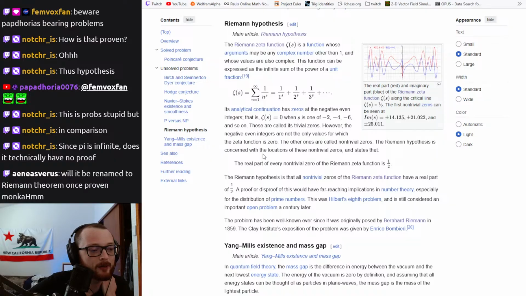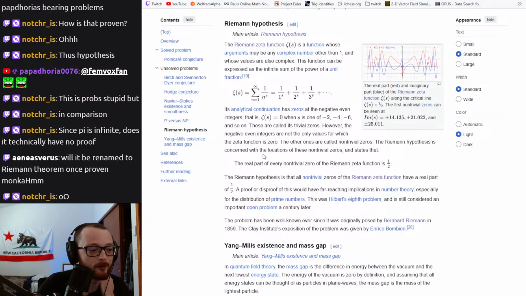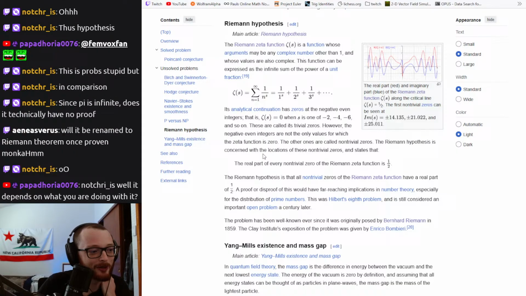Since pi is infinite, I mean, it does have a proof. I think a definition is a better word than proof. But even though it's infinite, there's ways in math to still define it properly, and it makes sense. Some people claim that it doesn't make sense to have infinite numbers at all, but we're ignoring those people because that's a fringe thing. Or at least fringe is too extreme, but it's not the mainstream. Riemann theorem, once proven, would probably be Riemann hyphen the name of whoever proves it, theorem, I would guess.